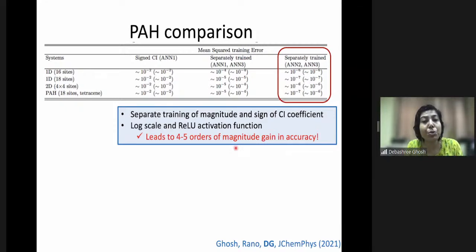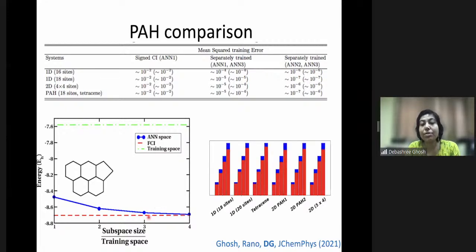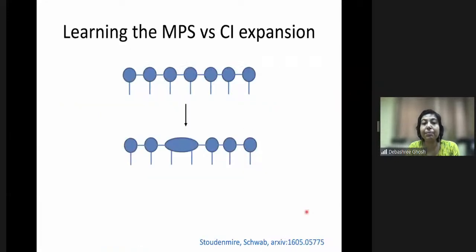And I, of course, also don't need to do an energy computation. With that, we have calculated the training space energy. The training space energy, you see, is much higher than the full CI energy, the red one. These are the variational energies we calculated from the machine learning model, and you can see that this is getting very, very close to the full CI energy. So that's all great. And here it is shown that it works for quite a few different variety of systems.